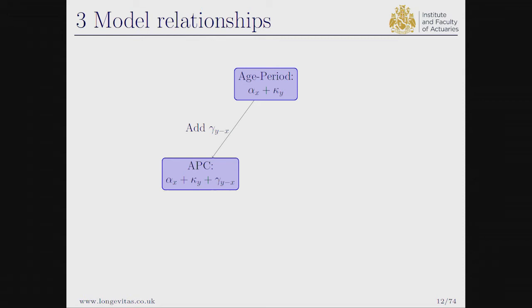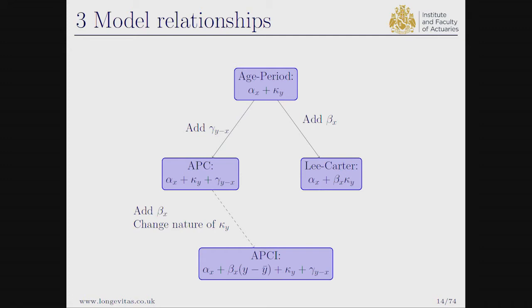How does the APCI model fit into this? Well, the age period cohort and the Lee-Carter models are actually generalizations of the age period model, but the APCI model is not in itself a generalization of these, but it is related. So for example, if we started with the age period cohort model, we could add a beta term, an age-related modulation, and we could change the nature of what kappa represents, and we would get the APCI model.